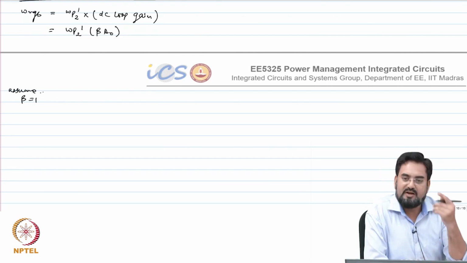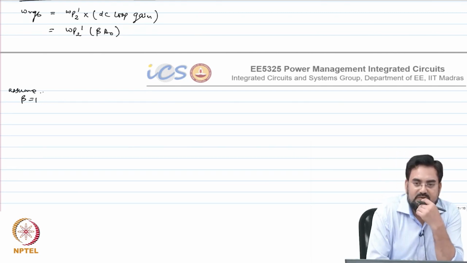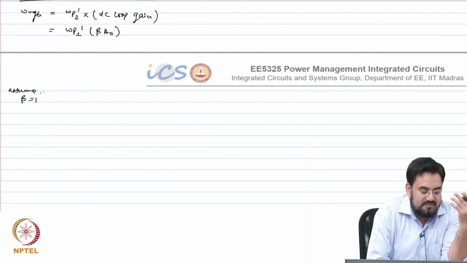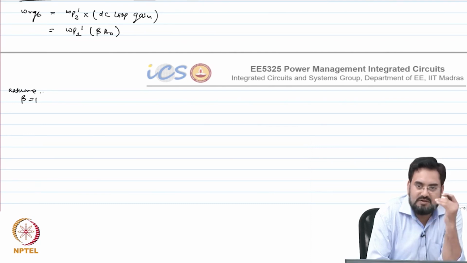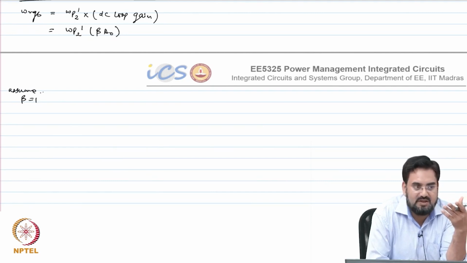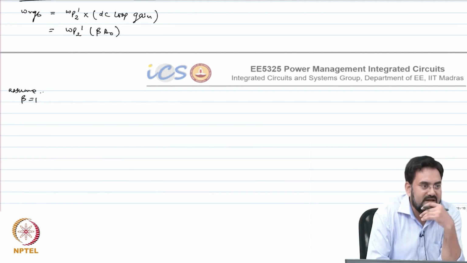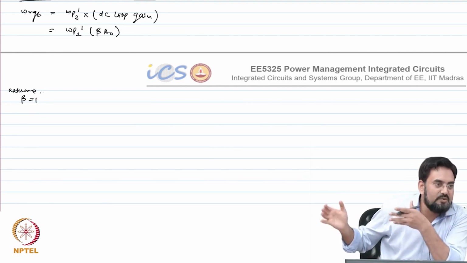By the way, why do we always assume beta equal to 1 when you compensate? Because that's the worst case. Loop gain is maximum at beta equal to 1, so your UGB will be maximum. If you compensate for beta equal to 1, and beta is always less than 1, let's say beta equal to half, your UGB will be reduced by half. So you have compensated for a 2x frequency.